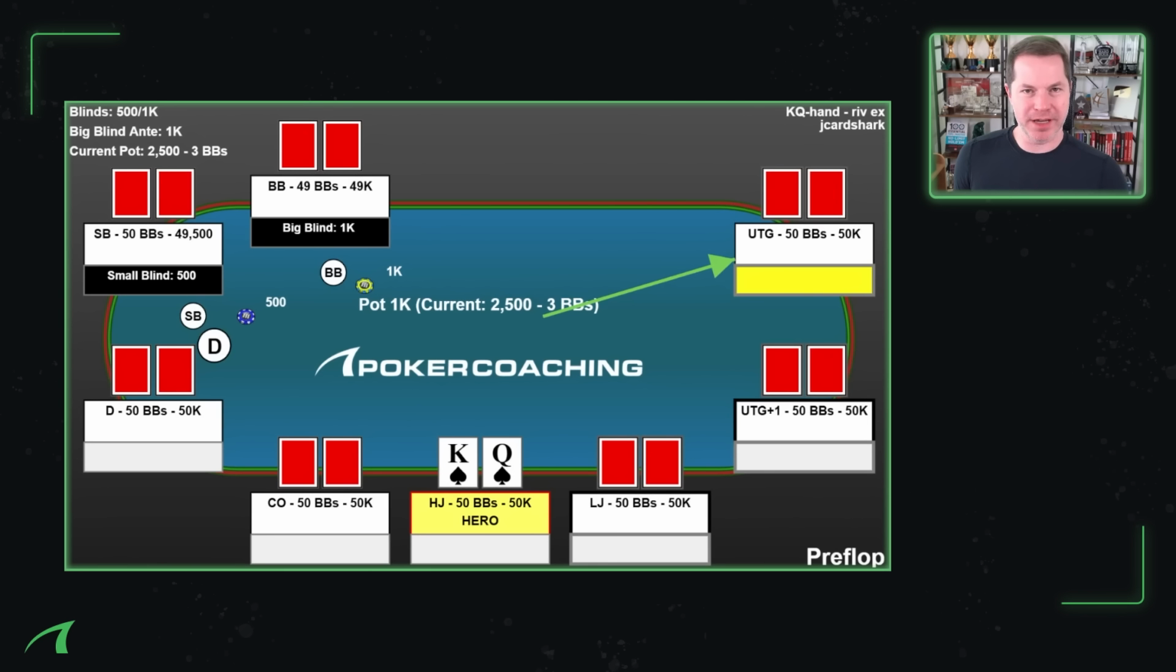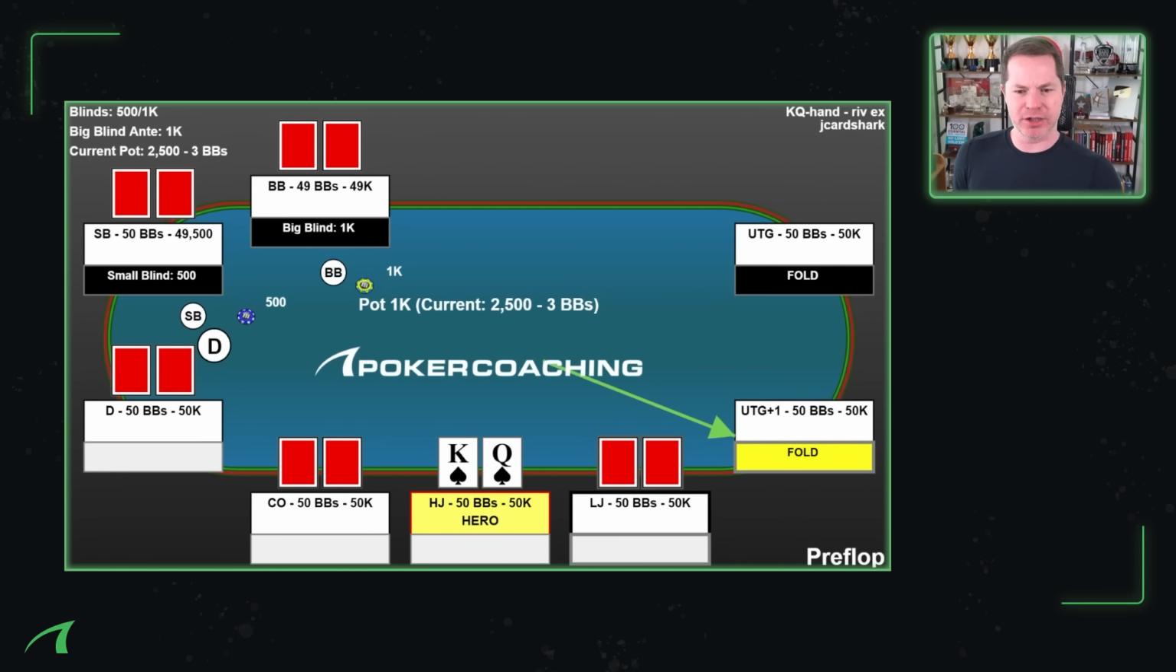Let's go through some river exploits where I will generally recommend you adjust away from GTO strategy, because quite often the player pool in general will not get to the river with the same range that a good, strong GTO player will get to the river with. So let's take a look at this hand.